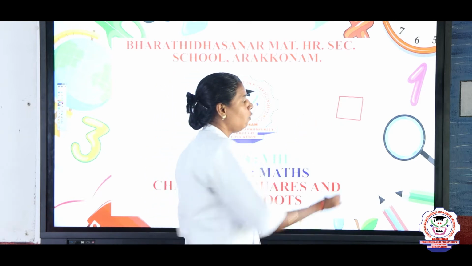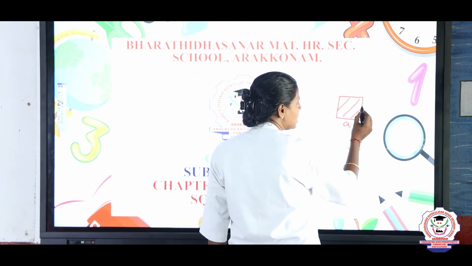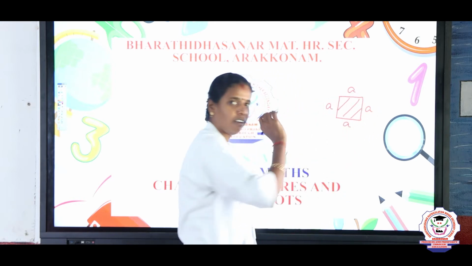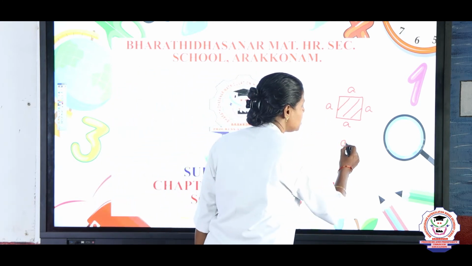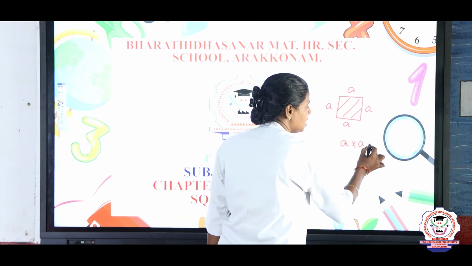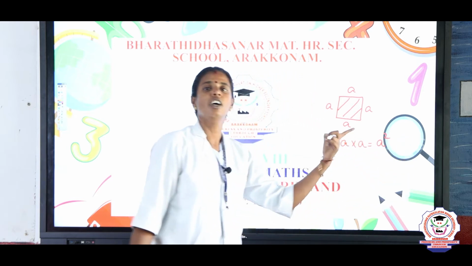So, how do we find the area of the square? One of the sides is A, and all the sides will be A, right? Because all four sides are equal. To find the area of the square, the formula is length into breadth, that is A into A, which is A square. So, here we are using squares.